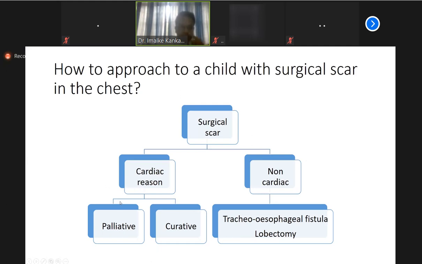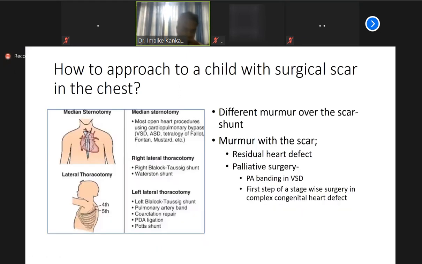So cardiac lesions could be palliative surgeries or curative. So how do we approach a child with a surgical scar in the chest? Have an idea about the common surgeries that these children undergo. There will be three possibilities: midline sternotomy, lateral thoracotomy, or a subscapular scar, left lateral or right lateral.